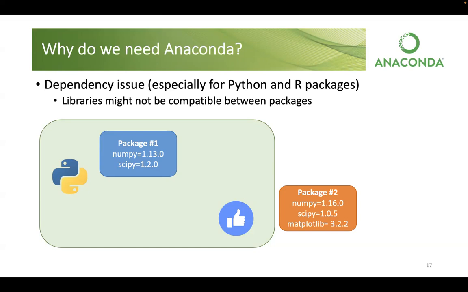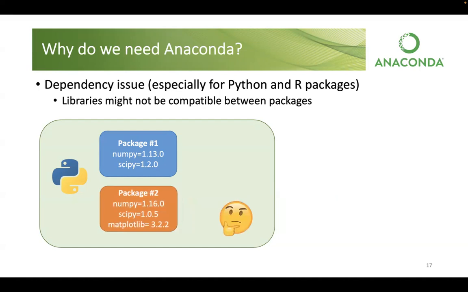So the problem is, in your system, the green box can only store one version of NumPy or SciPy at one time. So what happens when you install another package that needs a different version of these libraries? Well, the new version will overwrite the old one, and that will make the first package crash. So every time you install a new package, say we have package number 3 over here, something else will break. It's like a never-ending cycle of frustration.